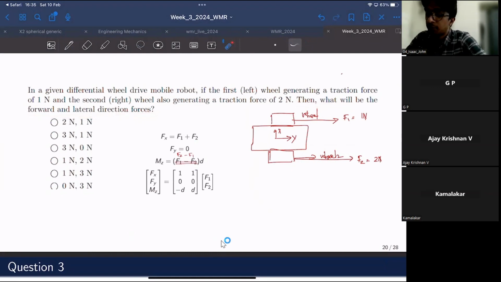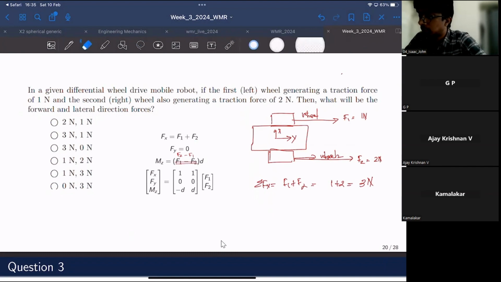If you resolve everything along the x-axis, sigma Fx is F1 plus F2. That is nothing but 1 plus 2, which is 3 Newtons. Since this is a differential wheel robot, Fy is going to be 0, because there won't be any traction along the y-axis, because of the infinite resistance contributed by the conventional wheels. So Fy is 0, Fx is 3 Newtons.